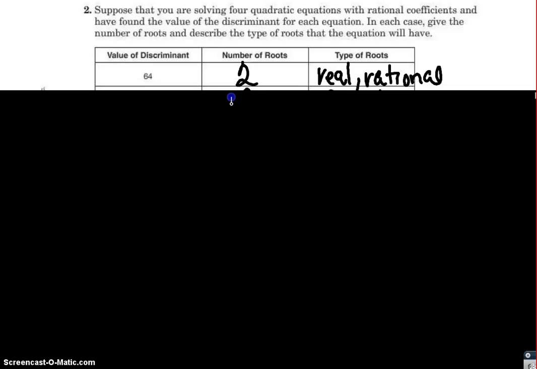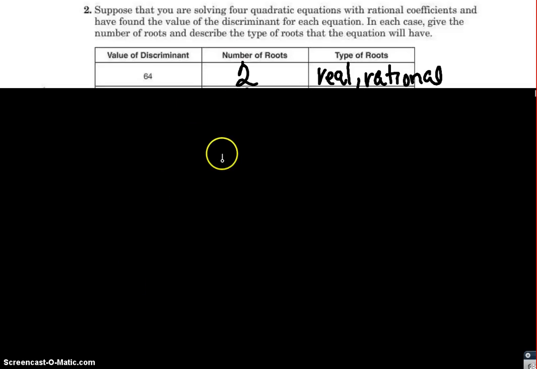Okay, it says suppose that you are solving 4 quadratic equations with rational coefficients, and you have found the value of the discriminant for each equation. In each case, give the number of roots and describe the type of roots that each equation will have. So my first one is going to be 64. 64 means that I'm going to have 2 roots, and they're real and rational.